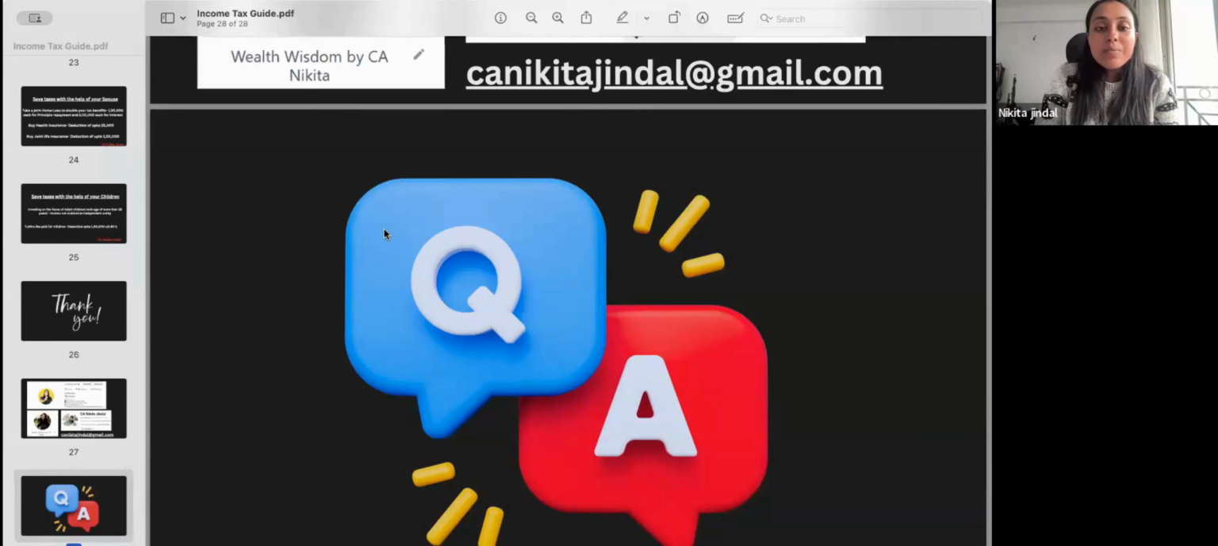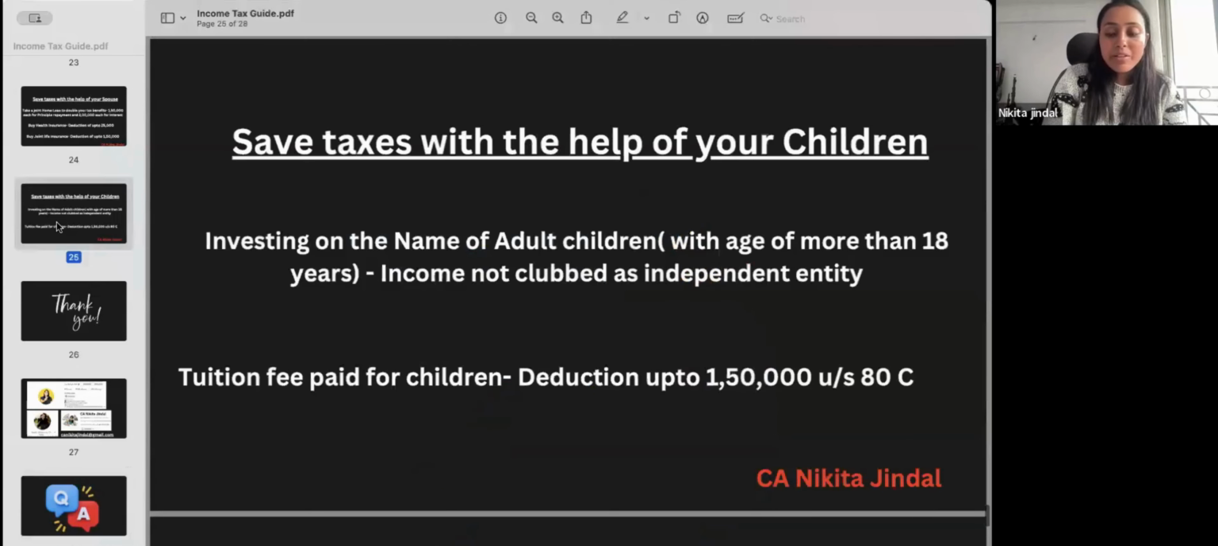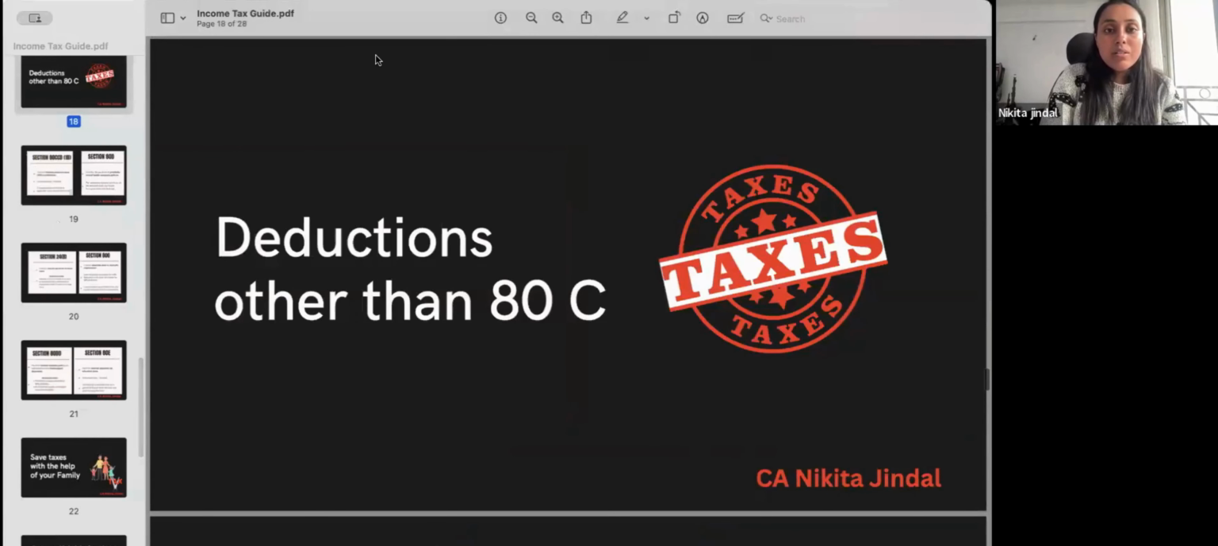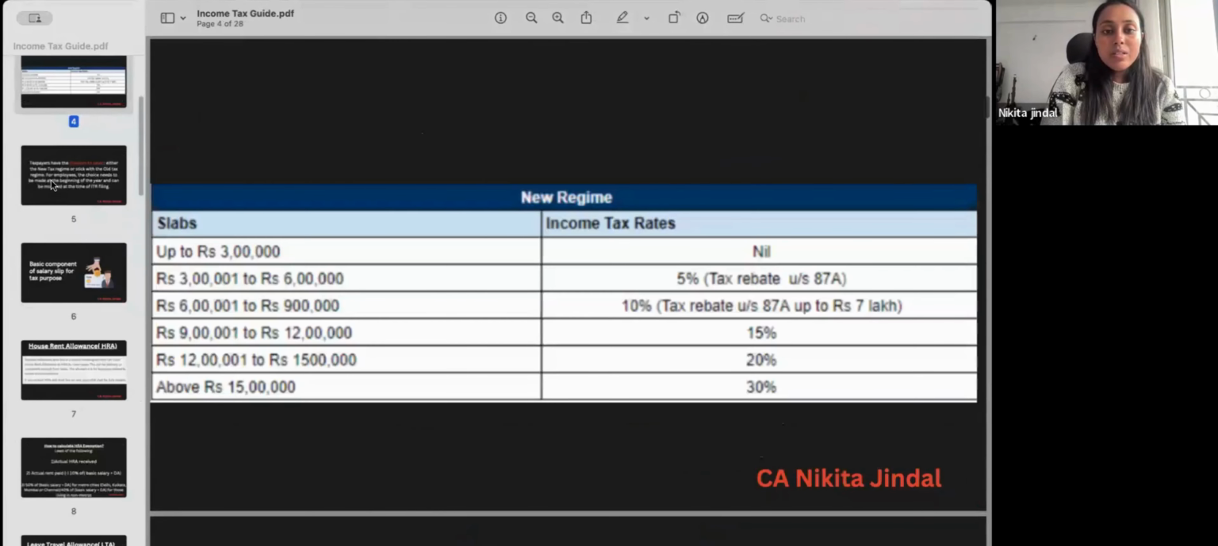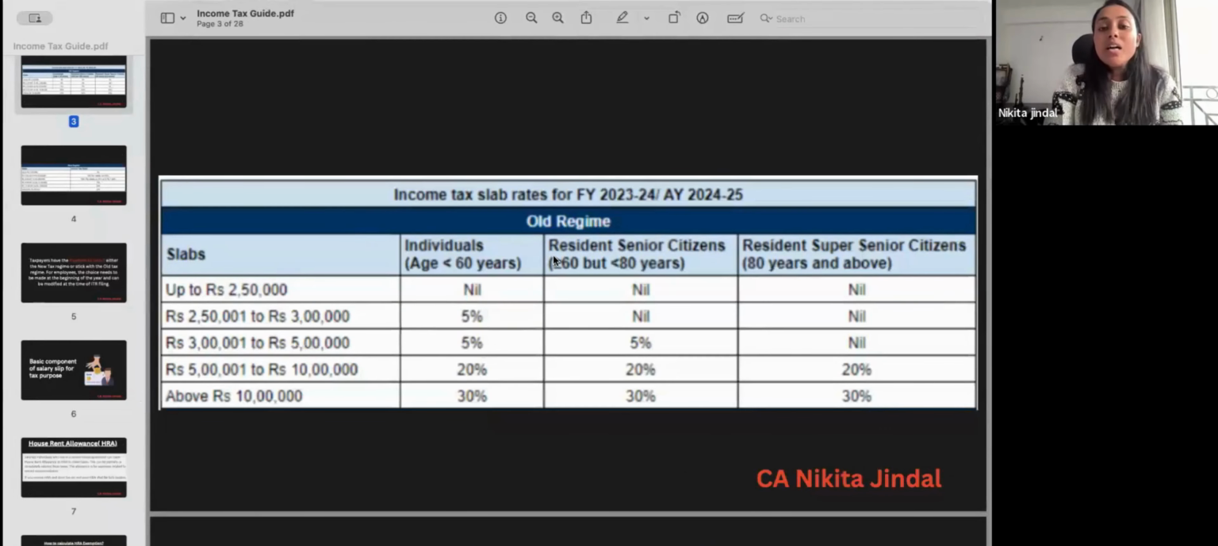The other one is, can you explain the tax slab? We didn't know about this topic. Okay, one minute, let me explain it again. So this is under the old tax regime.